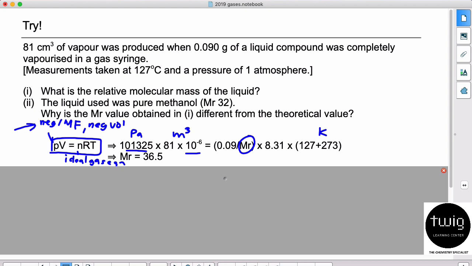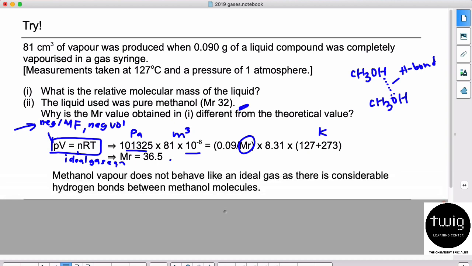So if you look at methanol, I just draw methanol. What kind of intermolecular force does methanol have? Yes, hydrogen bond. So does methanol have negligible intermolecular forces? It doesn't. So when you use this formula, your assumption was already wrong. If your assumption is wrong, of course the answer will not be the same. Your assumption was negligible, but the fact is it doesn't have negligible intermolecular forces.